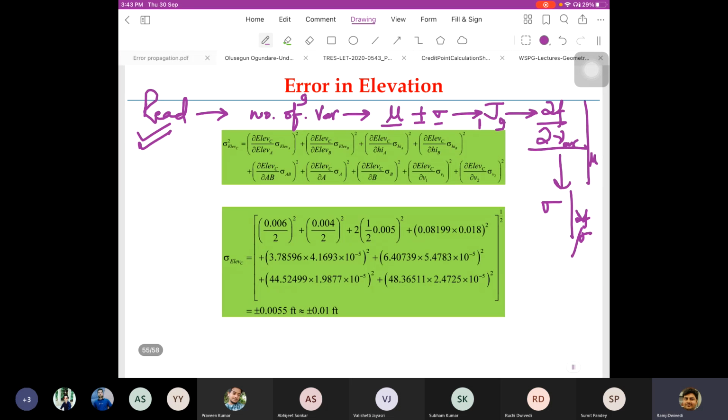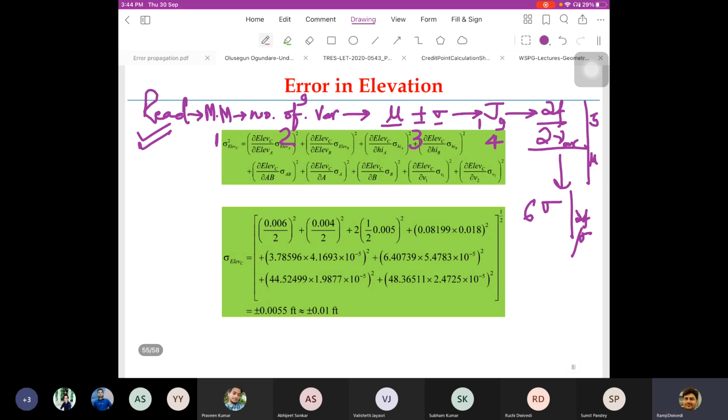You read the problem. In fact, if I add one more point, you read the problem and try to develop the mathematical model at the same time. So this is the first step, second step, third step, fourth step, fifth step, and sixth step. That's it. End of the story.